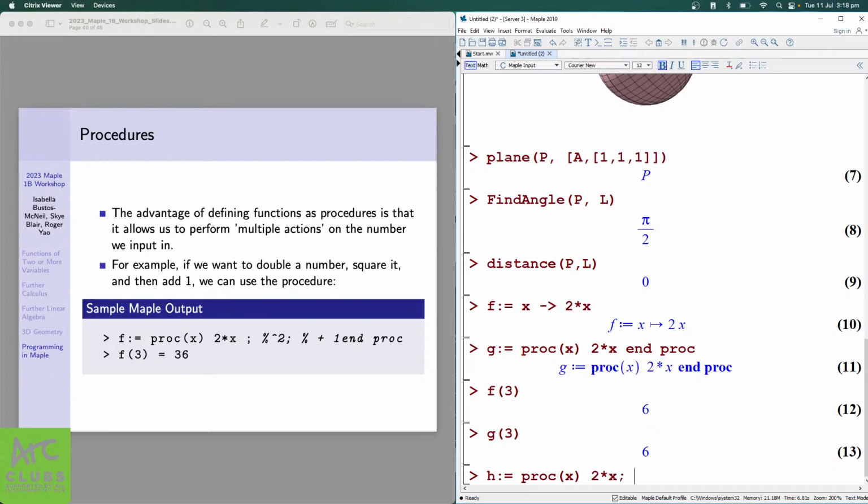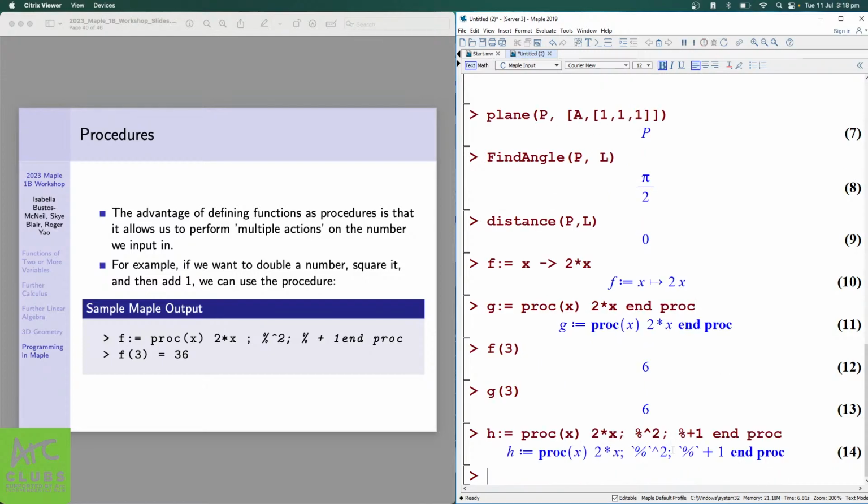Now, I'm going to take the result of the 2 times x, and then I'm going to square it. So to access my last result, I'm going to use the percentage sign. So I'm going to raise my percentage sign squared. So that's me squaring it. And finally, to add 1, I add another semicolon, and I do percentage plus 1. And since I'm done now, I need to end proc.